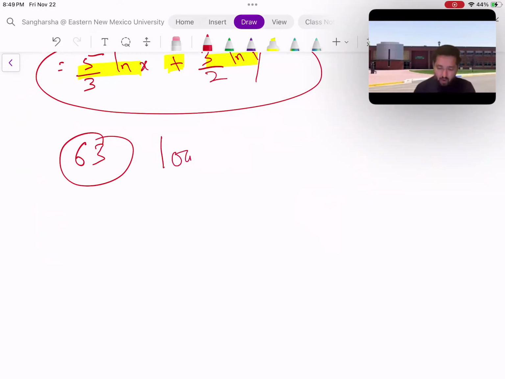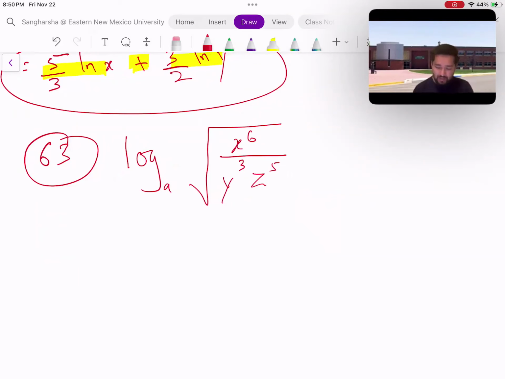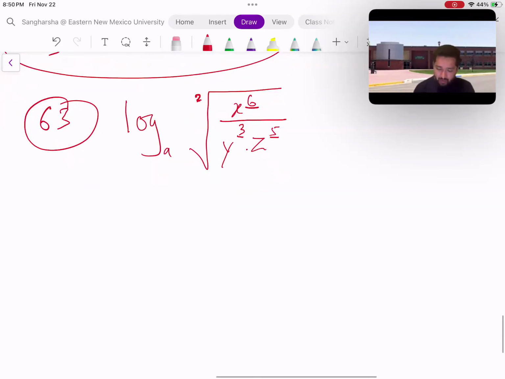So we have log of the square root of x to the power 6 divided by y cubed g to the power 5, to a base a. We have a radical sign, so let's get rid of it. This radical sign has an index 2. Now you use this index to divide every exponent. So divide by 2, divide by 2, divide by 2. So this is log of x to the power 6 divided by 2, y to the 3 divided by 2, g to the 5 divided by 2.